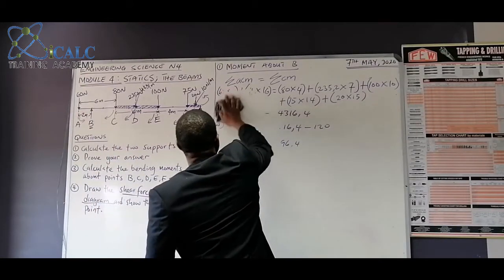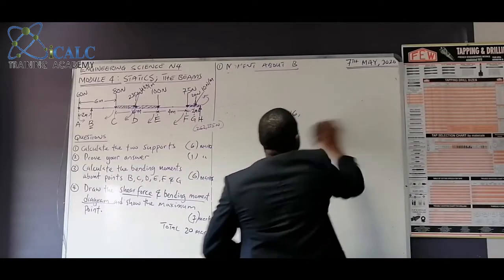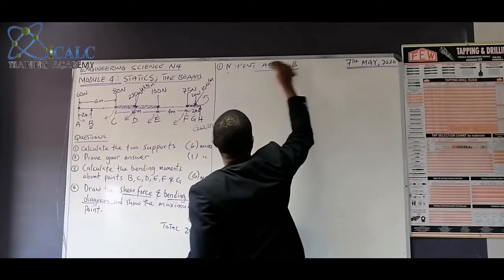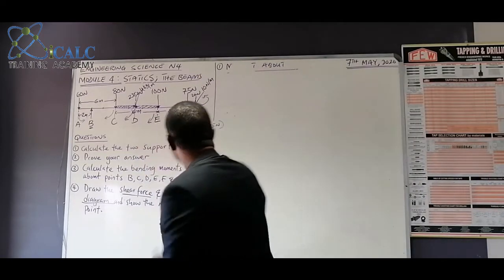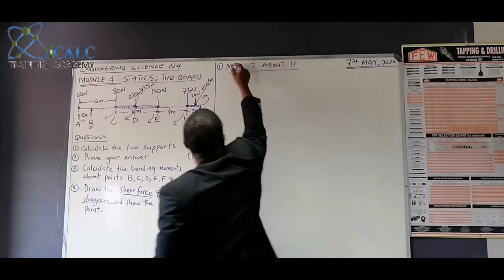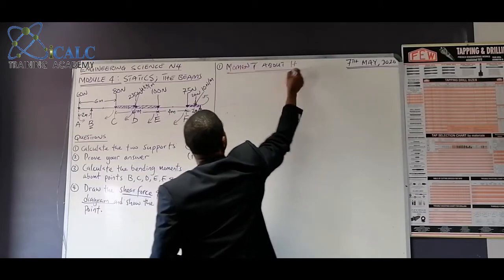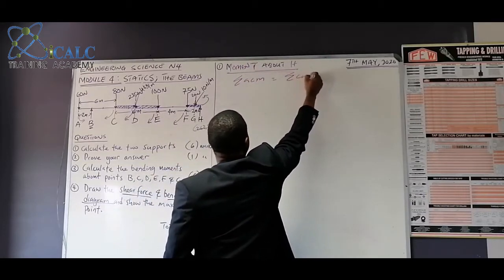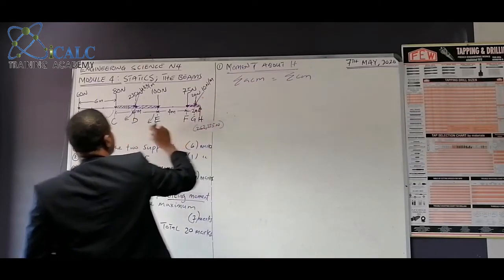So let's go ahead and do moment for H now. Moment for H. We still say the sum of anti-clockwise moment equals the sum of clockwise moment. So we will rub all this off.